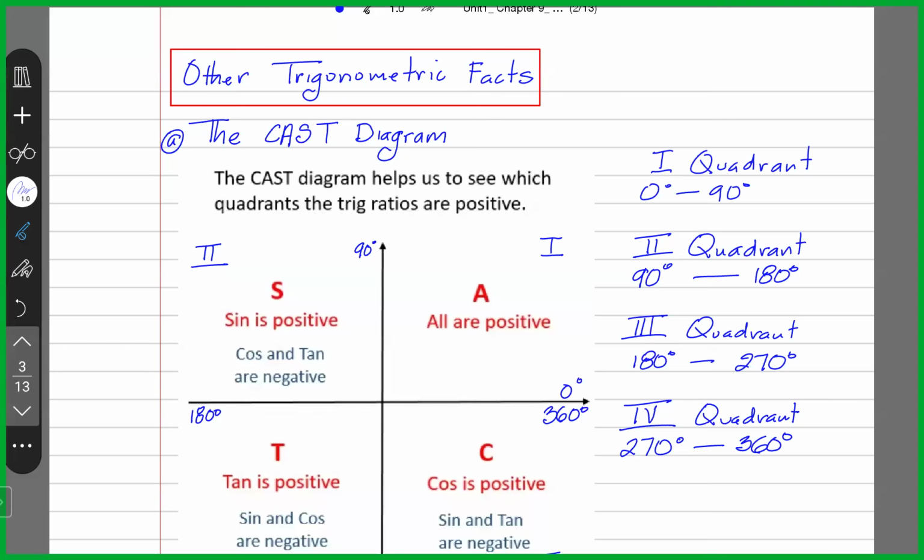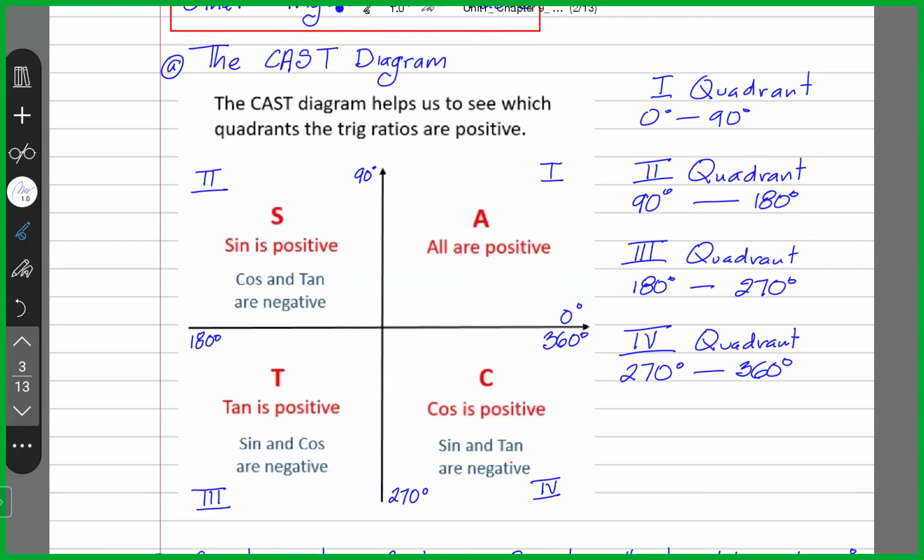All right, so other trigonometric facts. This is what we call a CAST diagram.